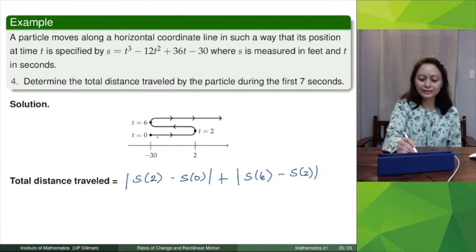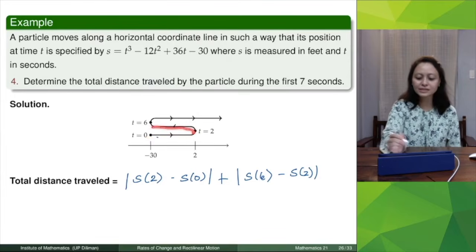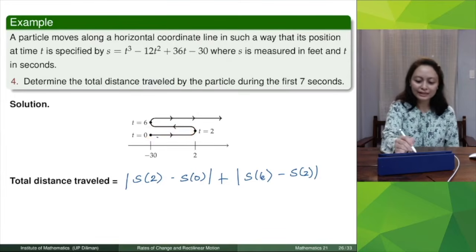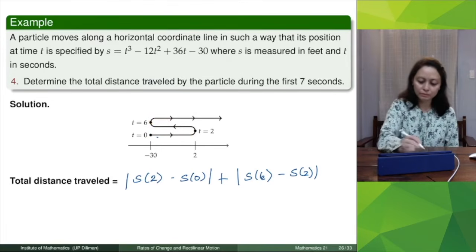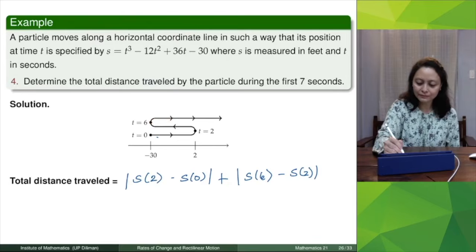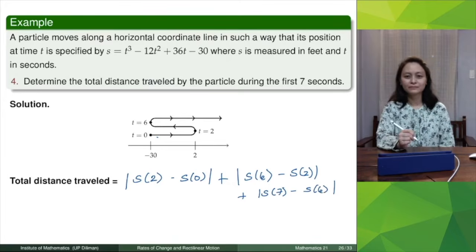So, nakuha na natin to. This is S of 2 minus S of 0. This is S of 6 minus S of 2. And then yung last, kasi 7 seconds yung gusto natin eh. So, plus absolute value of S of 7 minus S of 6. Okay?